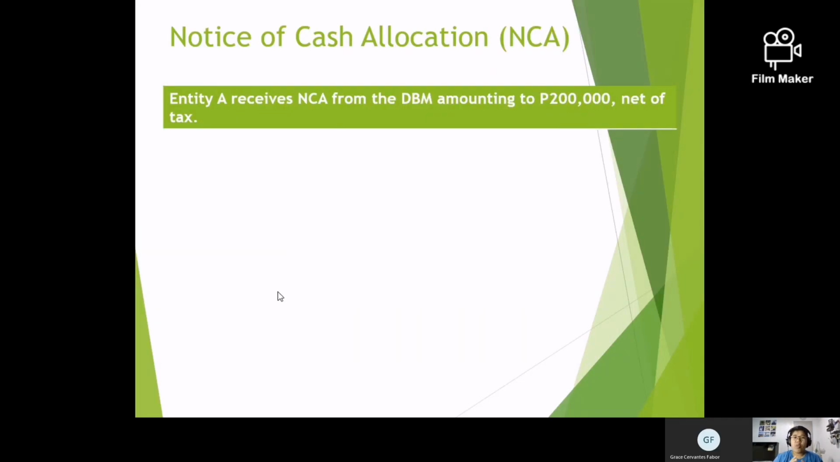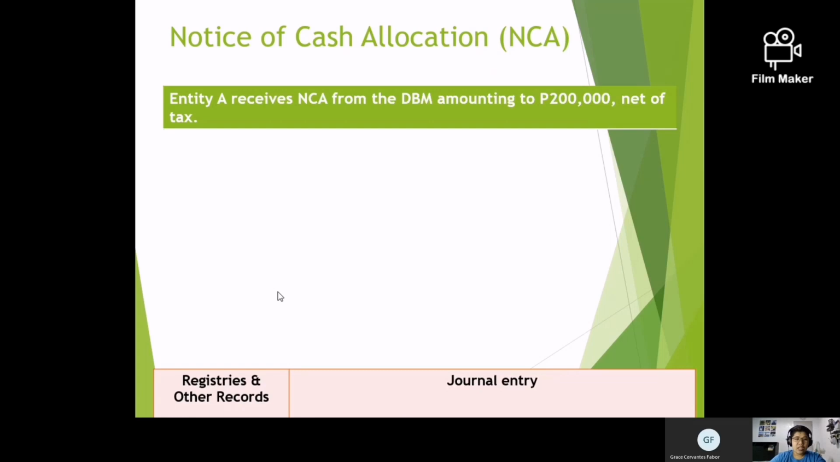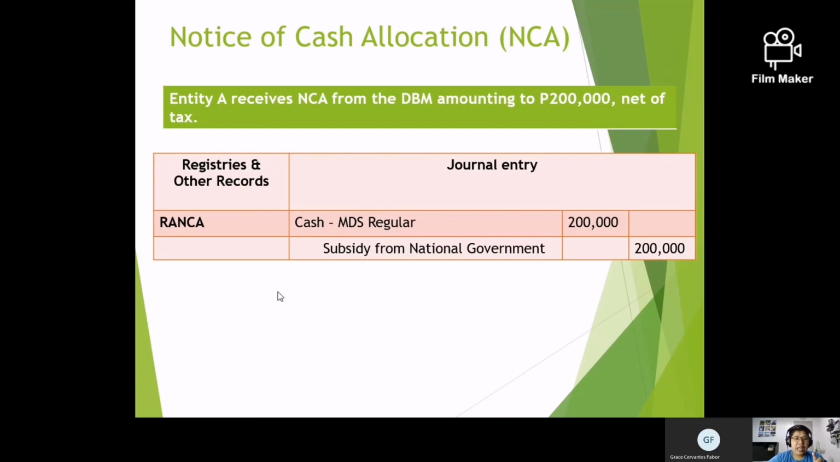That would be when the company received NCA or Notice of Cash Allocation. So, Entity A receives NCA from DBM amounting to 200,000 net of tax. So, naka-receive daw siya ng NCA. So, anong entry? Debit cash. Ito yung entry na wag mong kakalimutan ever. Wag mong kakalimutan dito sa government accounting kasi minsan yan lang yung question sa board exam.